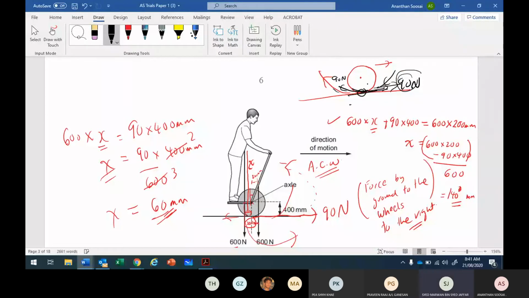The force by the ground on the wheel will be to the right, because the force by the wheel on the ground acts to the left. These two forces are an action-reaction pair. The action and reaction must act in opposite directions, right? That's why it's to the right. Therefore, it makes an anti-clockwise moment going around the pivot.